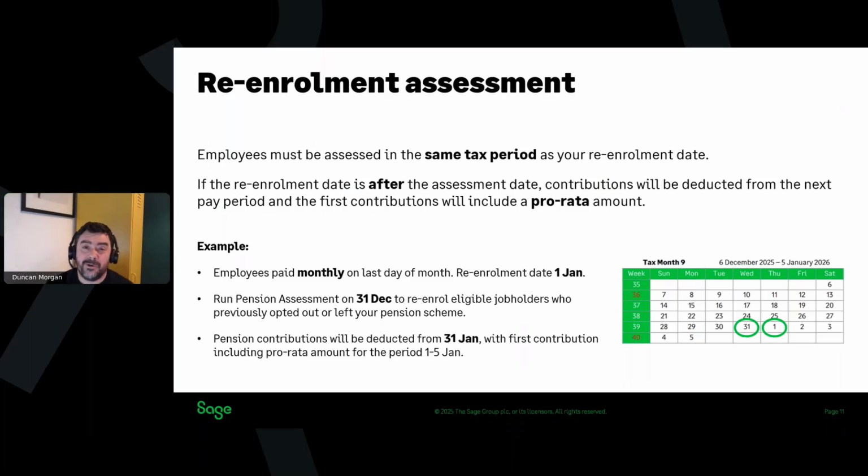Because I'm doing it this way, it gives my employees the opportunity to opt out with the pension provider. When I send the enrolment details to the provider, they can then opt out, and potentially they could do that before any contribution is actually taken, because my re-enrolment date happened to fall after the assessment date.